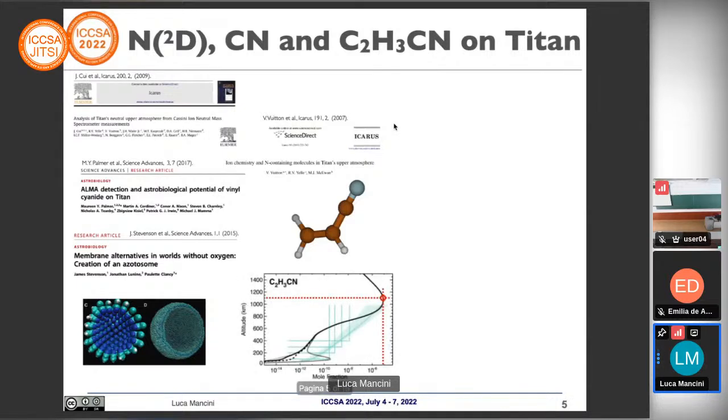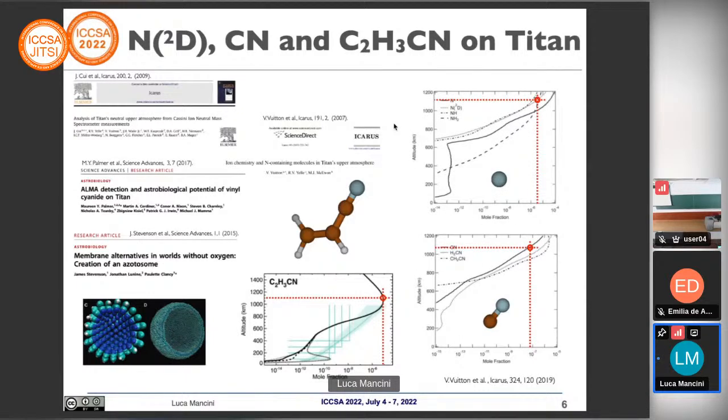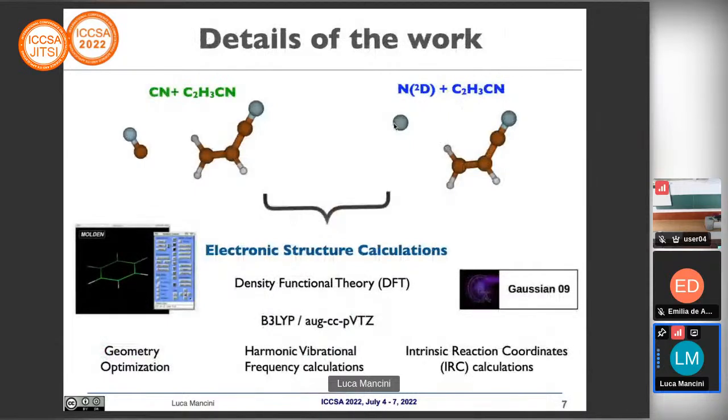If we look at the abundance of acrylonitrile as a function of the altitude, we can see a peak in its mole fraction at around 1,000, 1,100 kilometers, which is the upper atmosphere of Titan, in which the temperature is around 175 Kelvin. At the same altitude, both the reactive species, atomic nitrogen and CN, show a peak, a high abundance. So in principle, by considering the abundances, these two reactions are feasible in the upper atmosphere of Titan. For this reason, we started a theoretical investigation of the two reactions via electronic structure calculations.